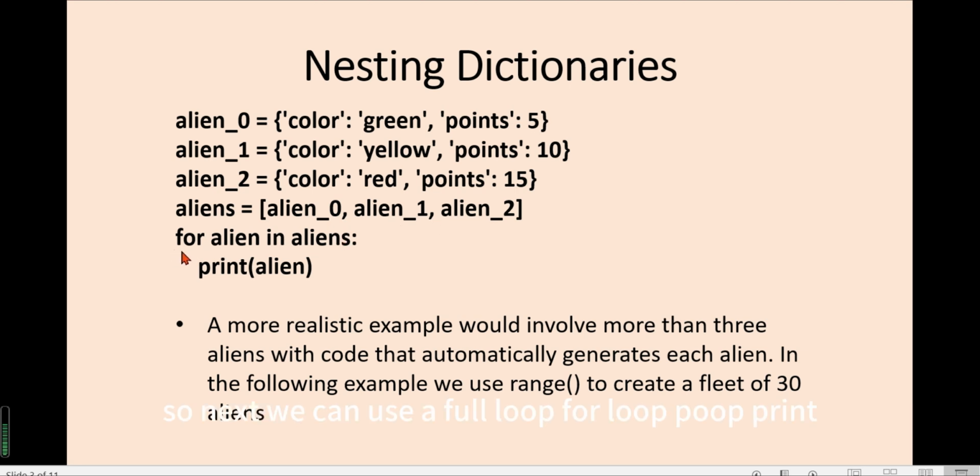Next we can use a for loop to print out each alien: for alien in aliens. Because aliens is a list, we can use this for loop to print each alien's information. Here each alien is a dictionary that will be printed out. A more realistic example would involve more than 3 aliens, with code that automatically generates each alien. So in the following example, we will use the range function to create a fleet of 30 aliens.